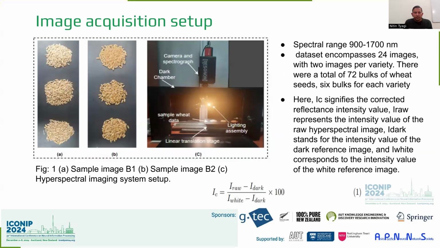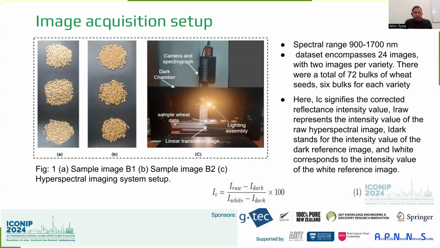Image acquisition setup. Figure C is the hyperspectral imaging camera, and its spectral range is 900 to 1700 nanometers. The main components of the camera are the spectrograph, lighting assembly, and linear translation stage. Basically, the linear translation stage is the area where we place the plate containing the seeds for capturing the image. And all components are enclosed in a dark chamber. The dark chamber was used to avoid any interference from external light.